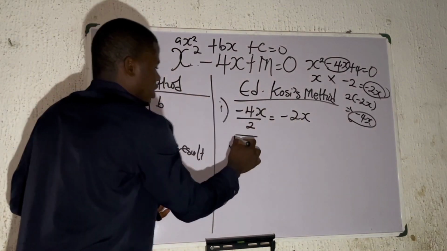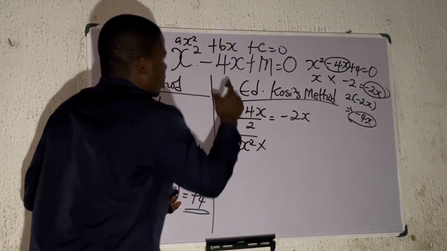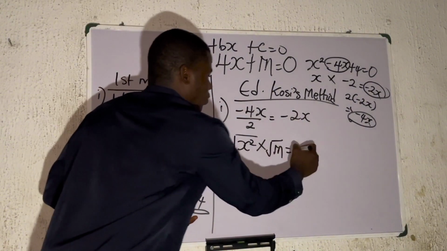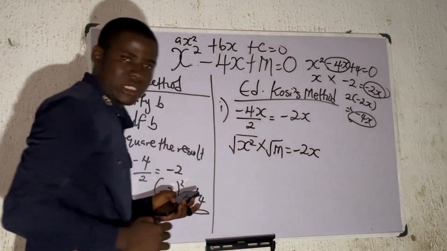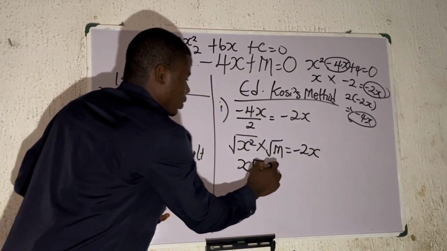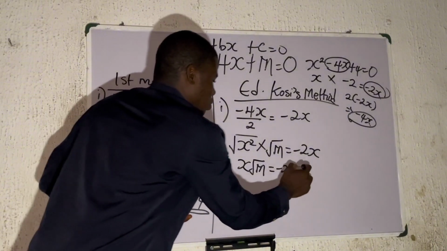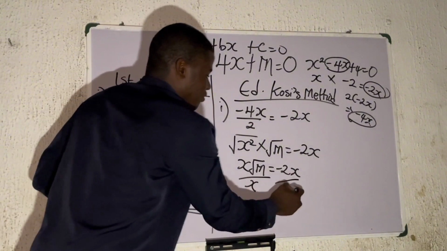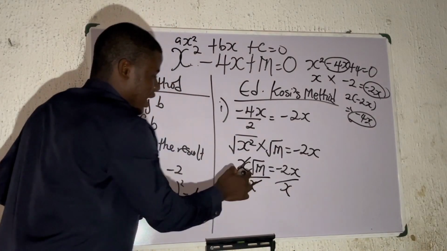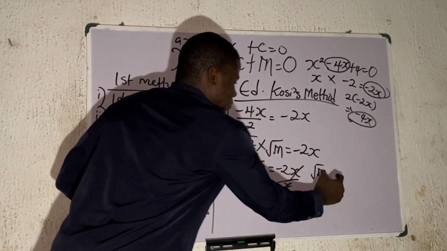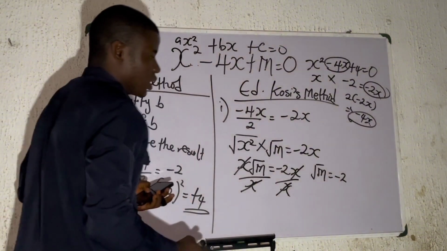Now it means that for them to get this minus 2x, they did square root of the first term, which is x squared, times square root of the last term, which is what? And it will give us minus 2x. Now square root of x squared is actually x. Square root of m remains square root of m, is equal to minus 2x. So if I divide both sides by x, x all over x, cancel, cancel, I'll get that square root of m is equal to minus 2.